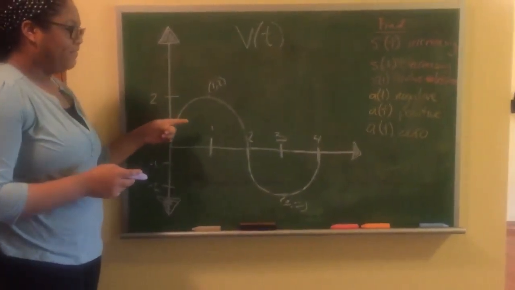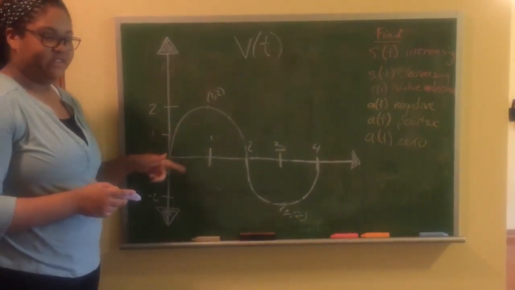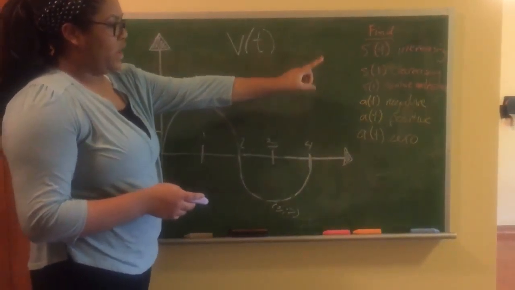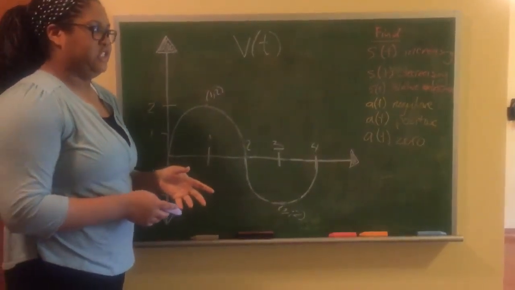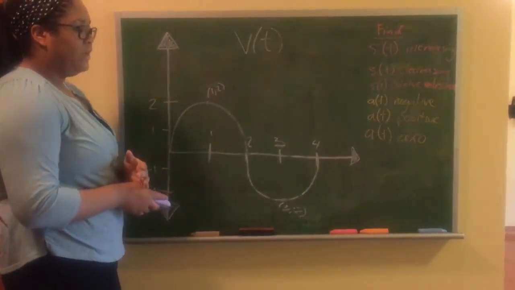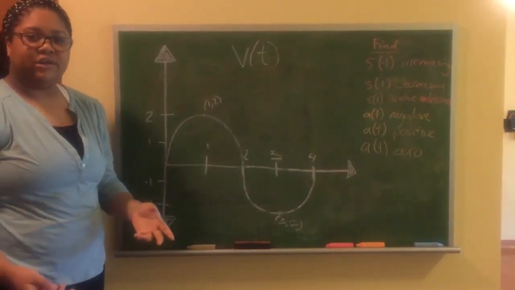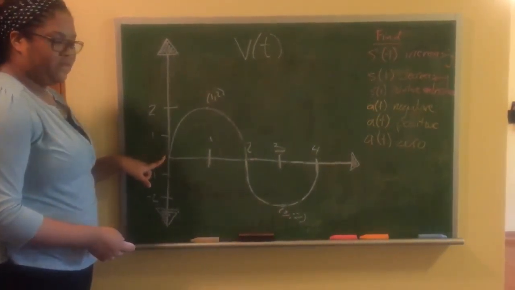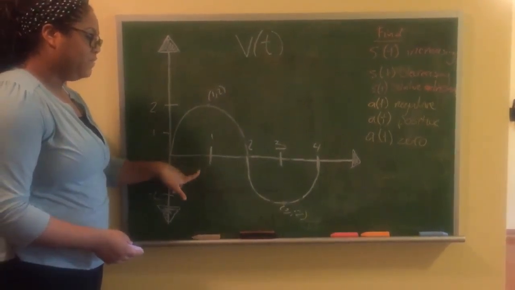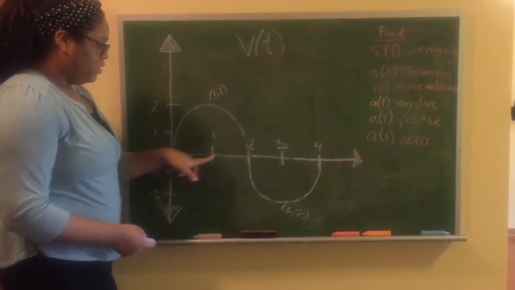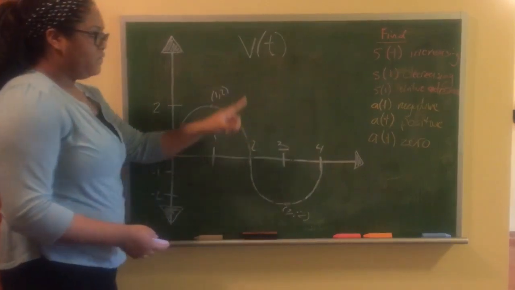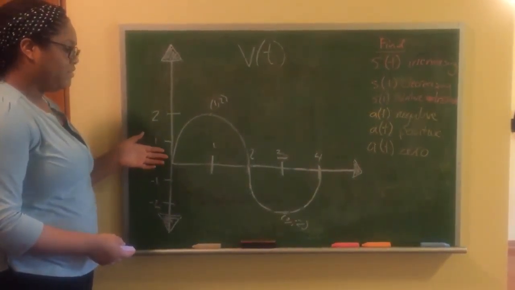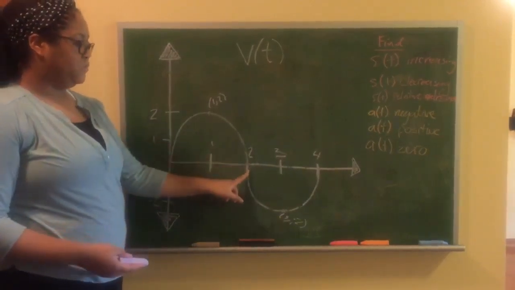So here we have the velocity graph. So starting with our first question, where can we find where s of t, or the position function, is increasing? Now, if you recall from what we've said earlier, the position function is increasing where the derivative is going to be positive. So from 0 to 2, the position function is increasing because this graph is positive from 0 to 2.